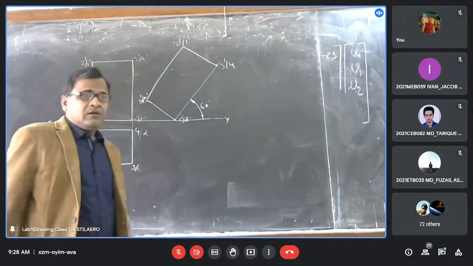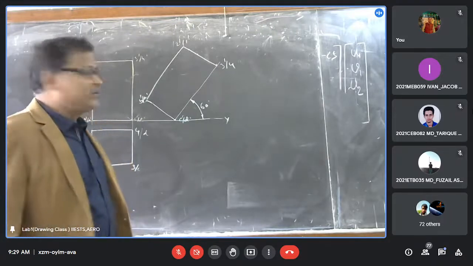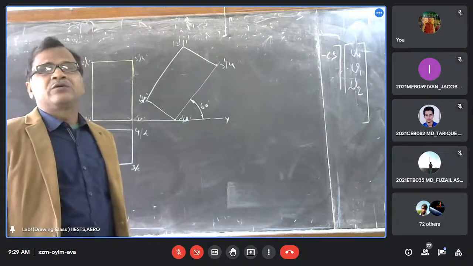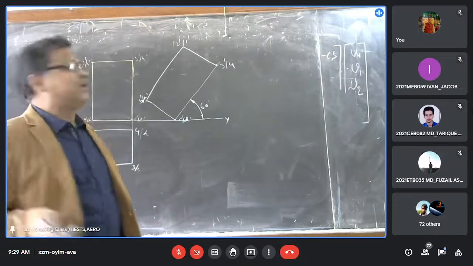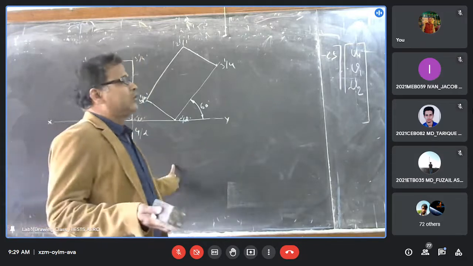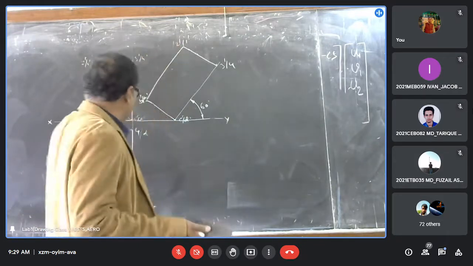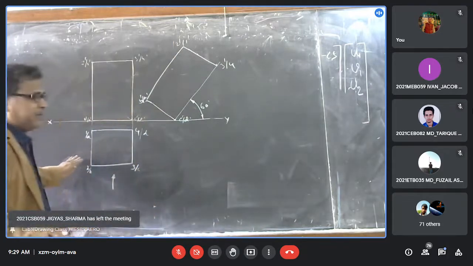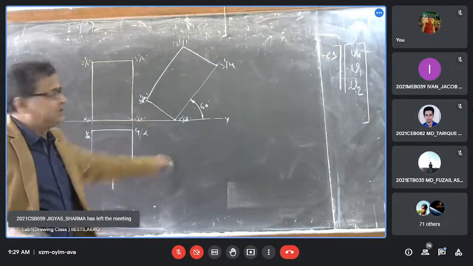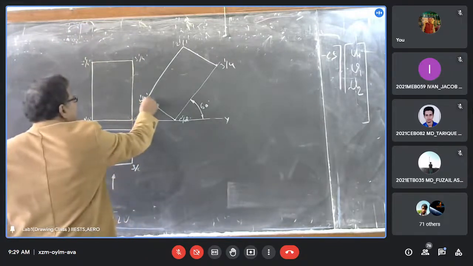Okay. Now, how to get the final plan? You know already in case of projection of lamina, you get other views with the help of projection. If you want to draw the plan, you have to draw the projection from this point and then the corresponding point on the previous plan, which intersects, and we get the final plan point. So I am starting from this point.